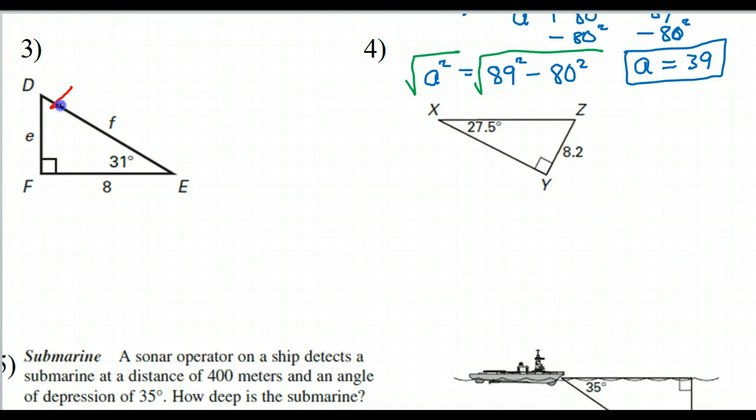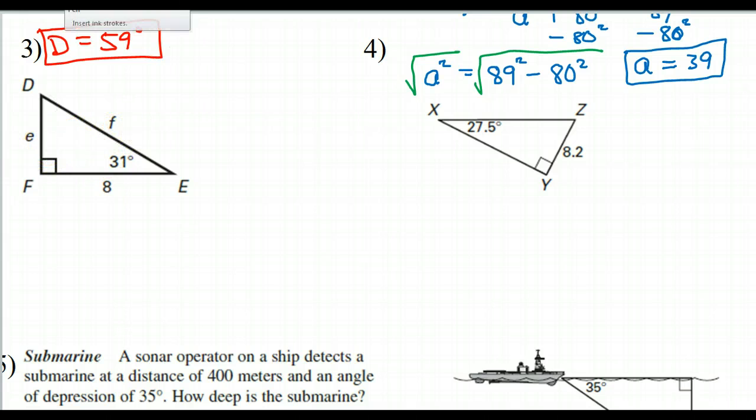Number 3, to find angle D. Again, I'm just going to do 90 minus 31, so that's going to be 59. So angle D is equal to 59 degrees. All right, 1 down, 2 to go. Now I just need to find E and F.